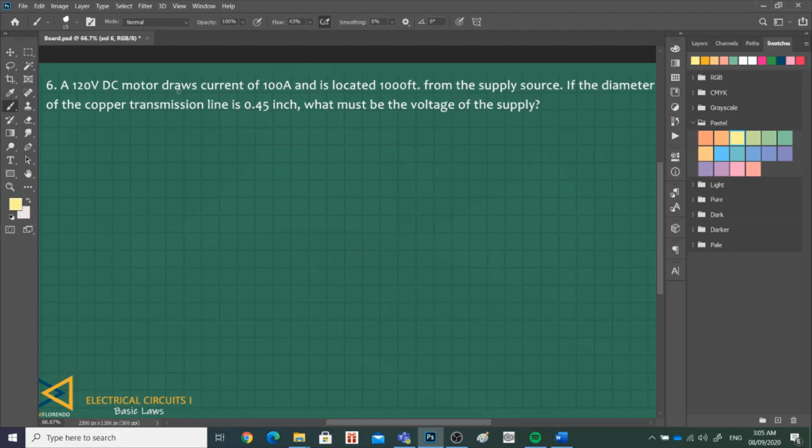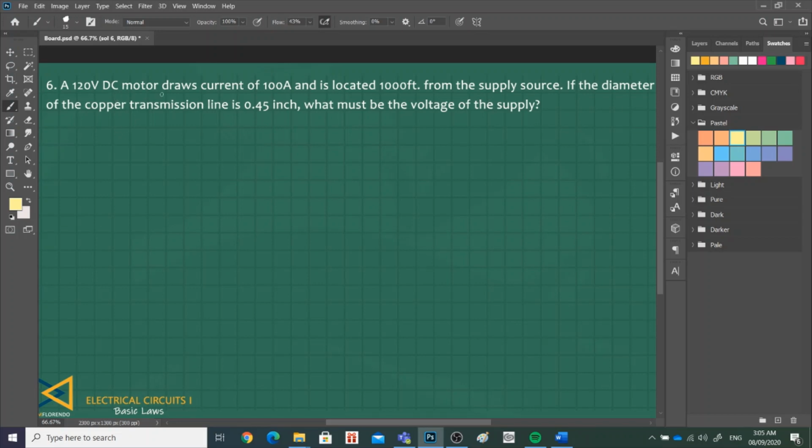Volt DC motor draws a current of 100 ampere and is located 1,000 feet from the supply source. If the diameter of the copper transmission line is 0.45 inch, what must be the voltage of the supply? So, makakatulong pong idodrawing natin itong problem na to, kasi it involves a load. Tapos yung transmission line natin, which is a copper, kailangan nating i-identify na meron yung resistance din.